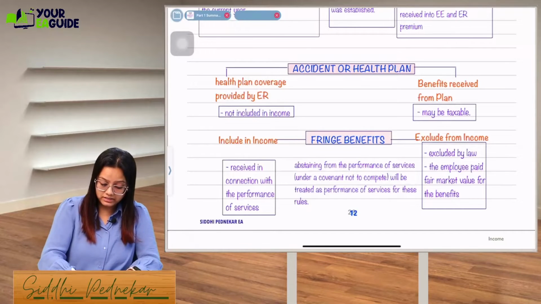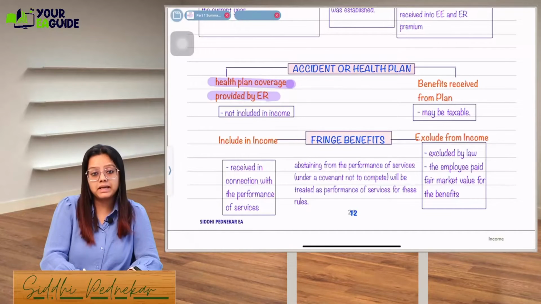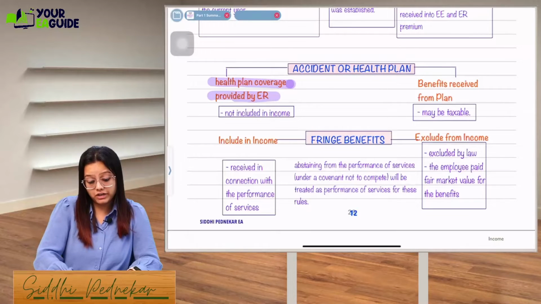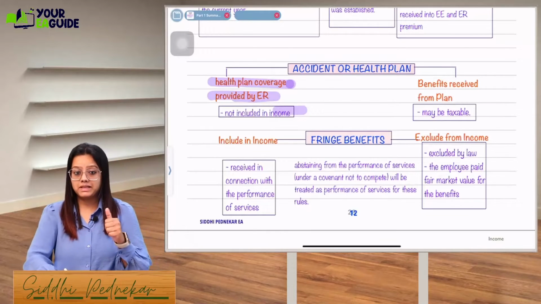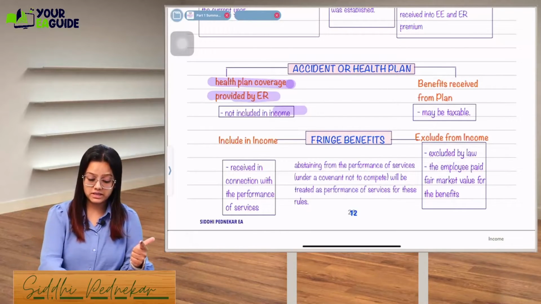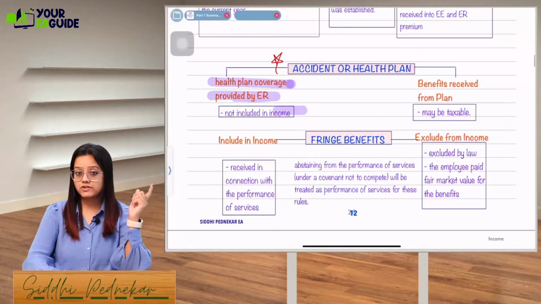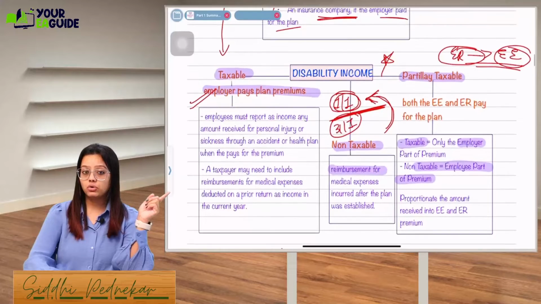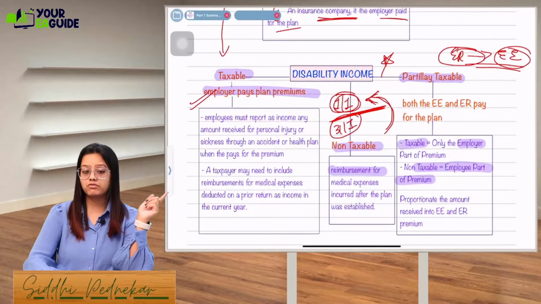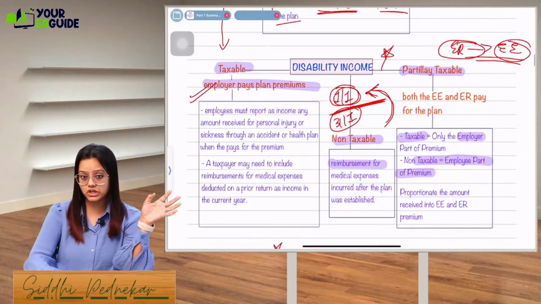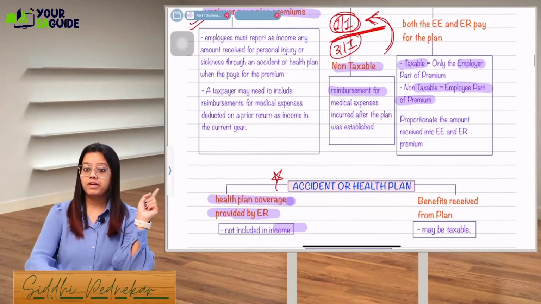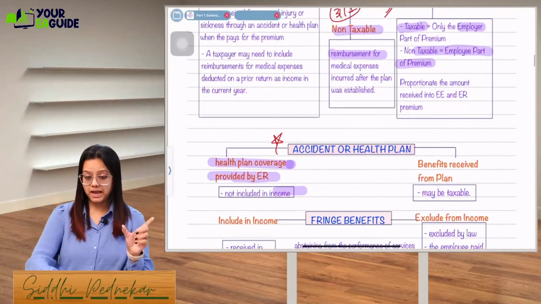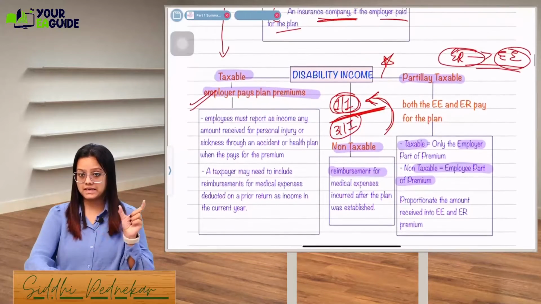But health coverage provided by the employer will not be included. Provided by the employee, provided by the employer. This is important, you will have to remember. In case of sick and disability income, what was the case? When the premium was paid by the employer, it was included. Here, in case of health or accident plan, see what it is.